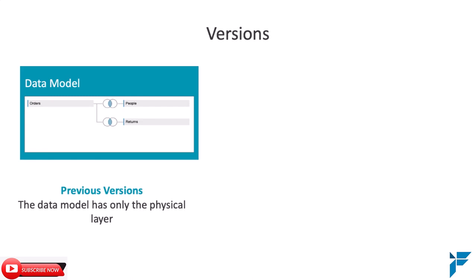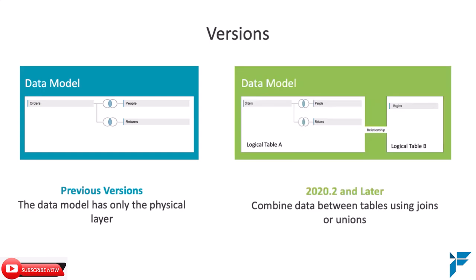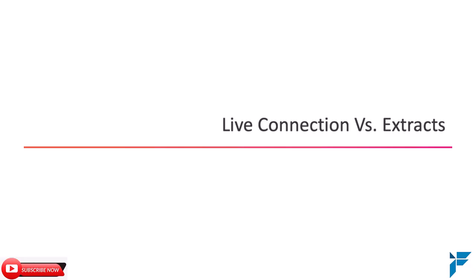In this example, the blue container represents previous versions of Tableau, where you see that the model only has the physical layer. Whereas in the green container, which is the layout in the newer versions of Tableau, you can add multiple tables and relate them to each other. Tables at the logical layers are not merged in the data source. They remain distinct and maintain their native level of detail. We will talk more about the grain of the data in these layers in a future.